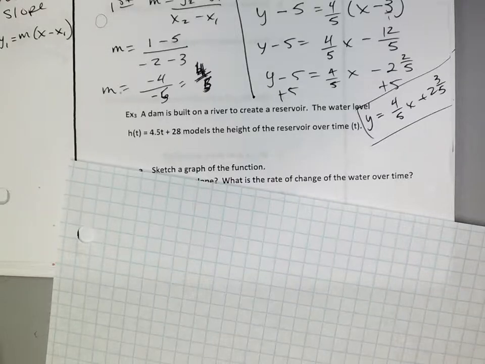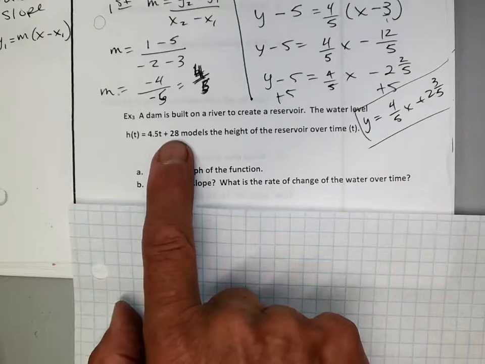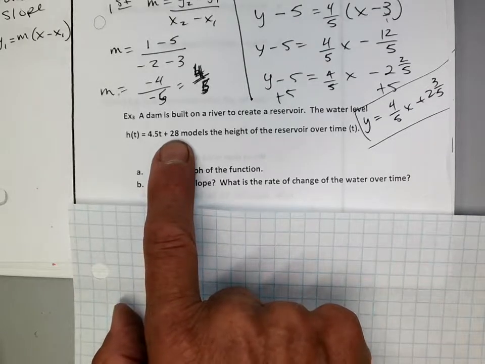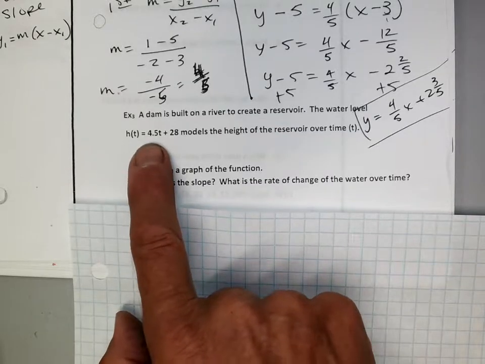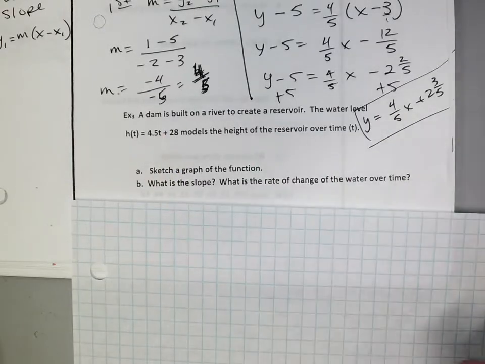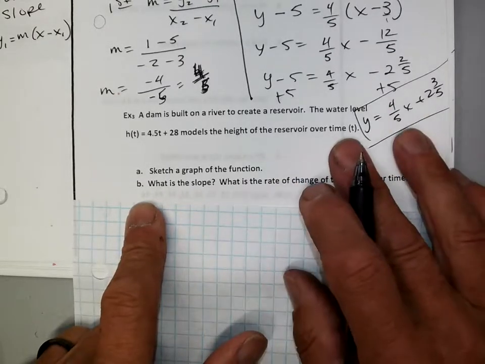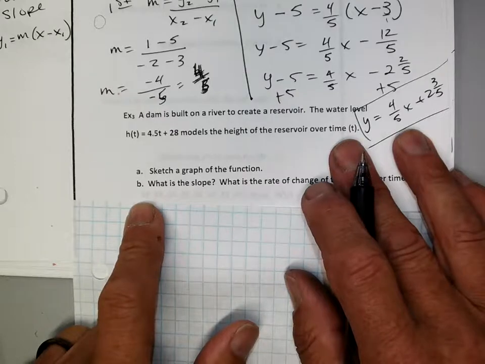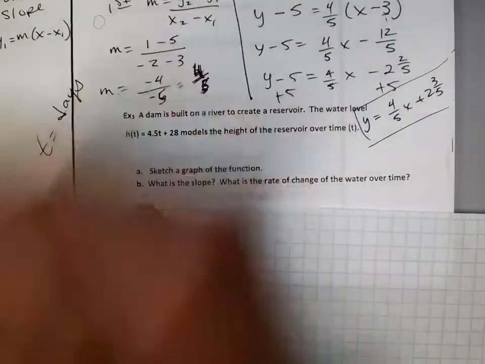So, think about the problem. What is it? It's about a dam, right? It's about the amount of water in a dam. So the 28 would represent the starting height in feet of water. And the 4.5 means 4.5 feet probably every hour. I don't know if it says time, but I assume every hour. Or every day. What do you guys want? Every day. So t is in terms of days. That makes more sense, doesn't it?